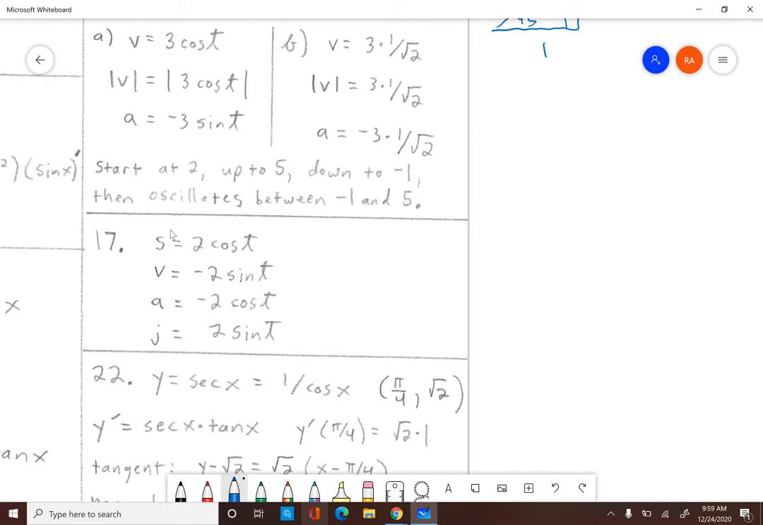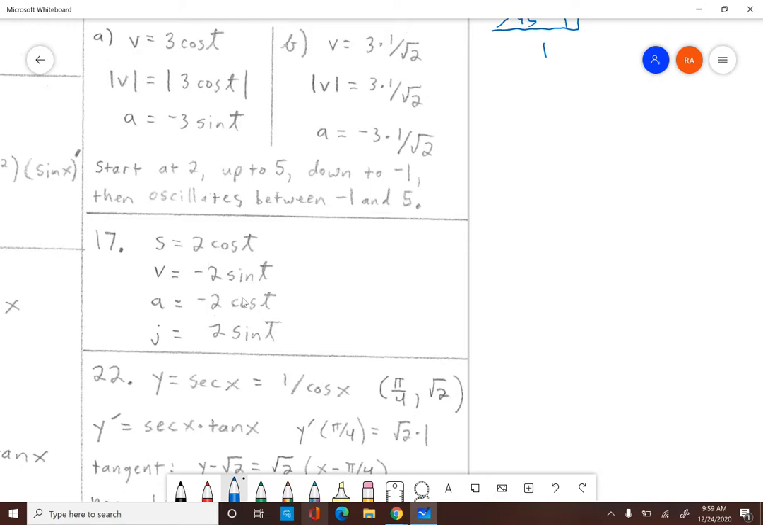For 17, it just wanted you to create the jerk equation. So let's just go straight down through the line here. Position was given as 2 cosine of t. The derivative of cosine is negative sine, so the velocity is going to be negative 2 sine of t.